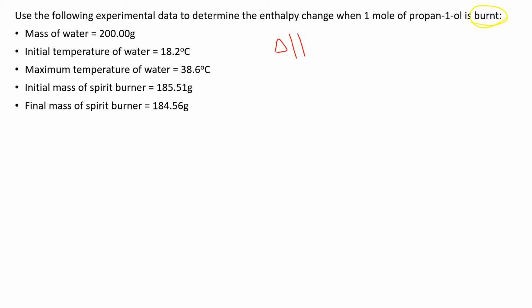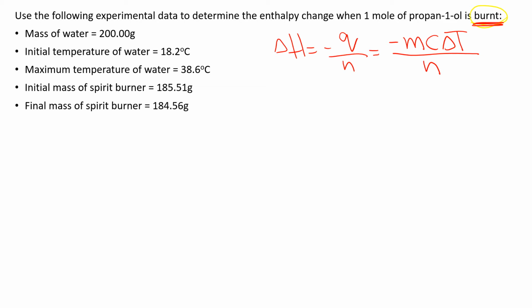We have delta H is equal to negative Q over n. What is Q? It is m c delta T, over n. Why are we using a negative sign here? Because a combustion reaction is always an exothermic reaction.